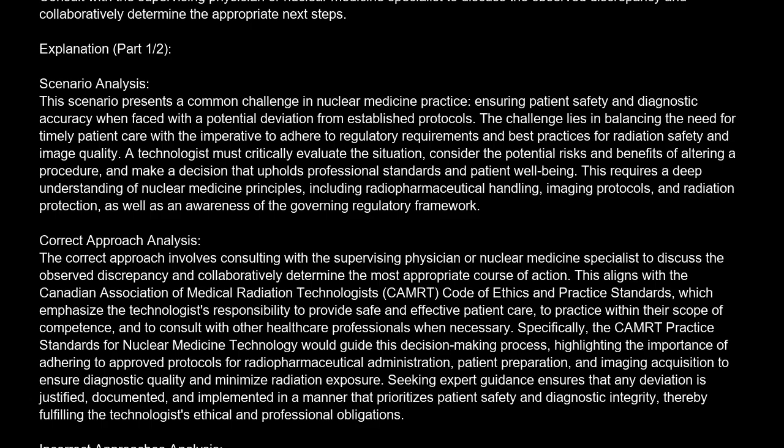Specifically, the CAMRT practice standards for nuclear medicine technology would guide this decision-making process, highlighting the importance of adhering to approved protocols for radiopharmaceutical administration, patient preparation, and imaging acquisition to ensure diagnostic quality and minimize radiation exposure. Seeking expert guidance ensures that any deviation is justified, documented, and implemented in a manner that prioritizes patient safety and diagnostic integrity, thereby fulfilling the technologist's ethical and professional obligations.